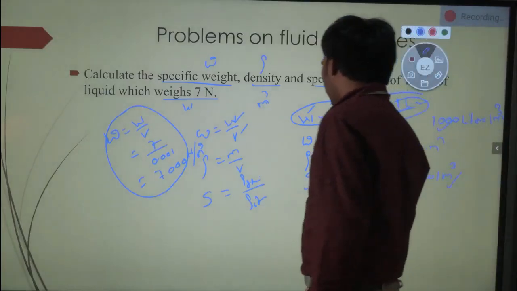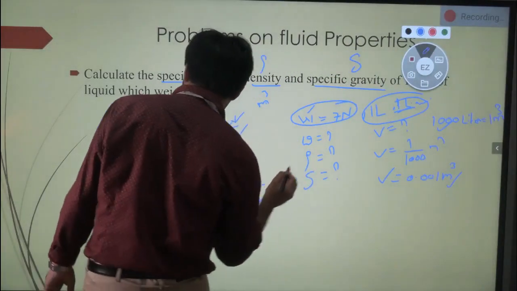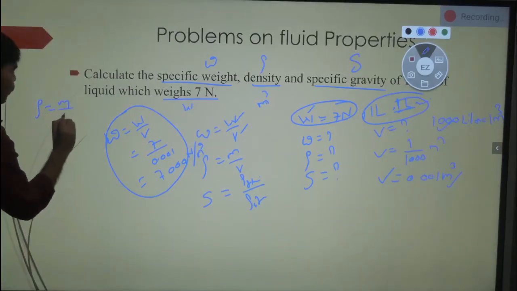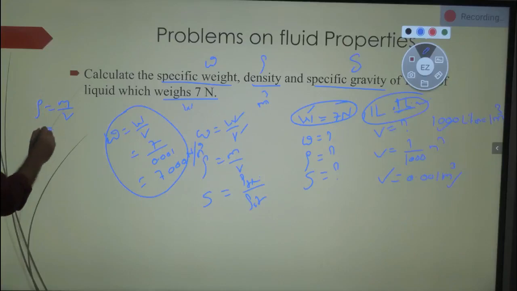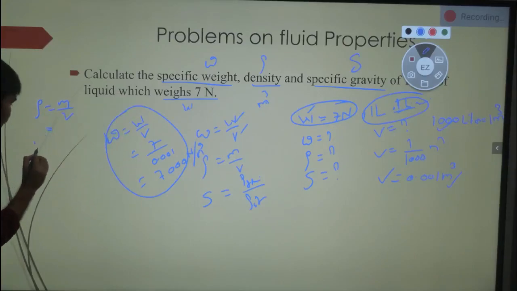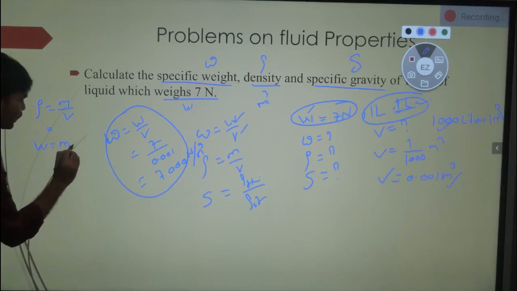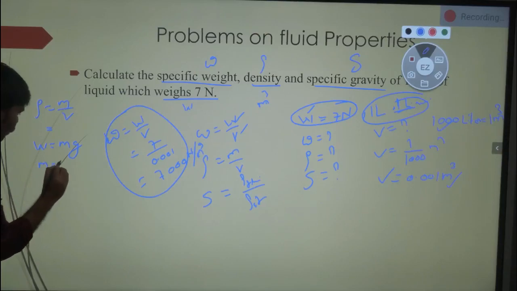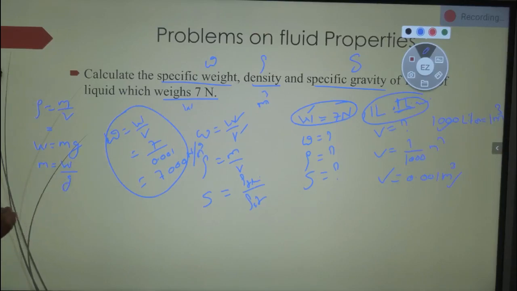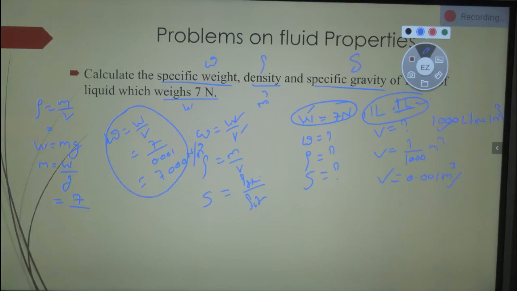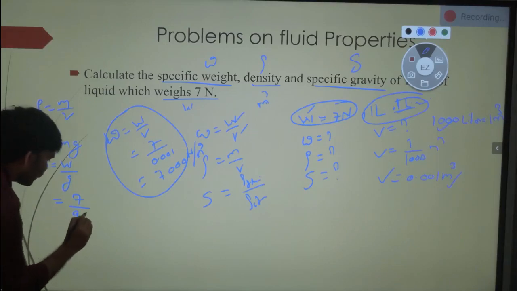Now we will try to find out the second variable, density. The density formula is mass by volume. So what is the mass? We don't know, but we know the weight, 7 newtons. We know the relationship, weight is equal to mass into acceleration due to gravity, so mass is equal to weight by g. That means weight is given as 7 newtons and acceleration due to gravity you can assume as 9.81.